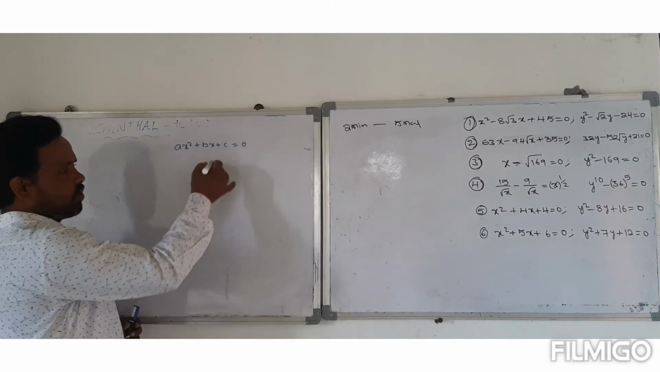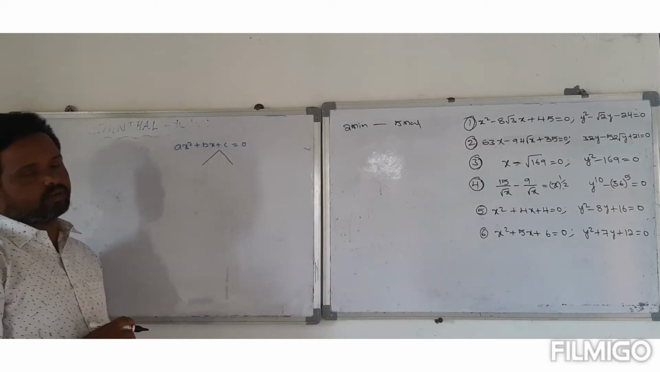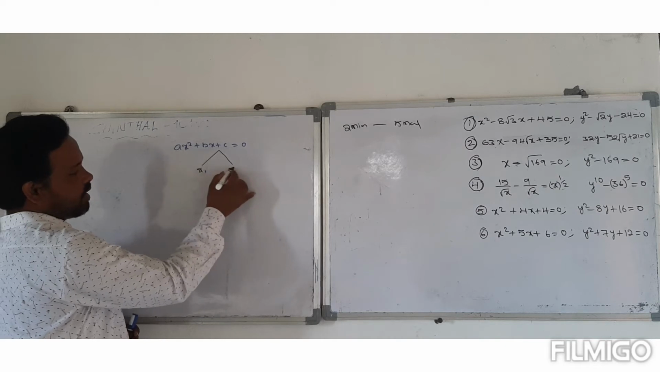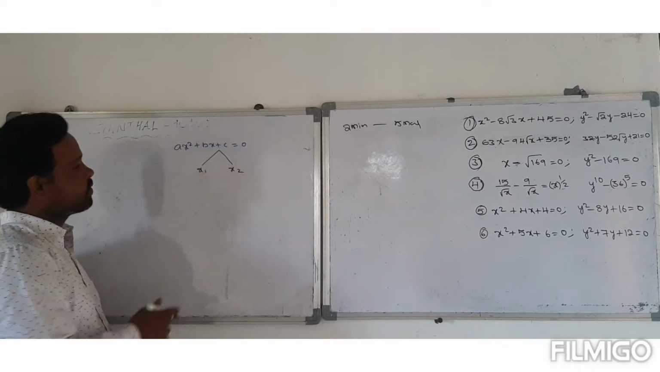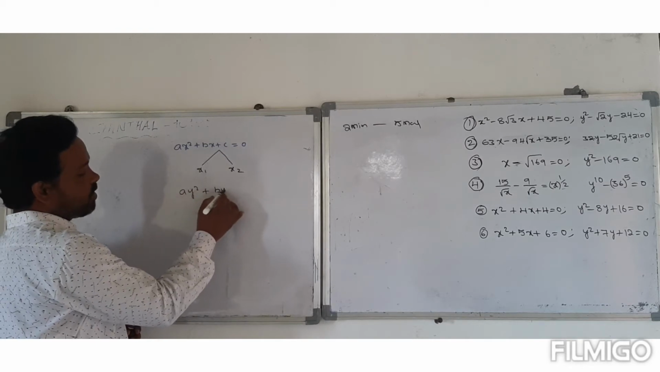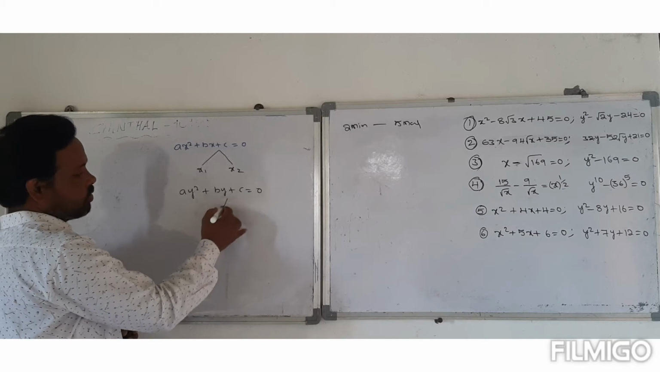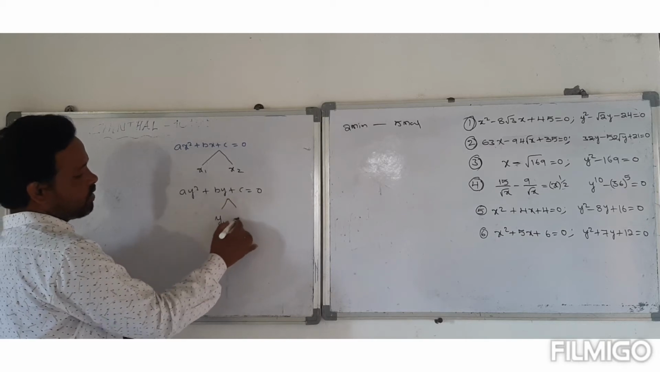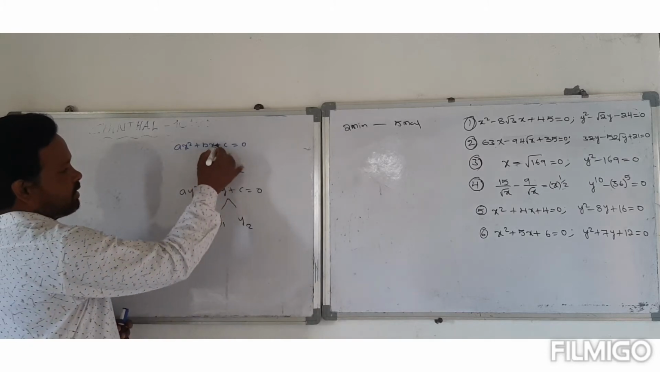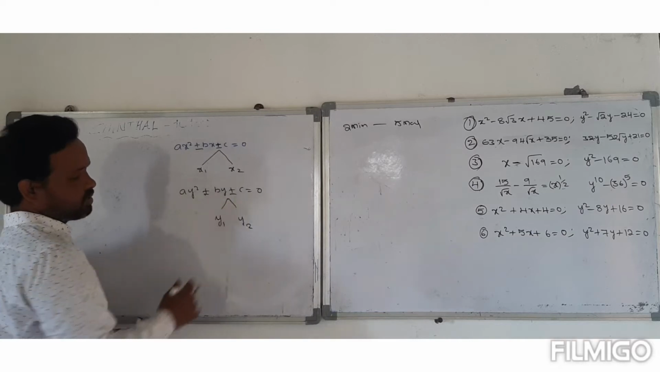Now, every equation will give us 2 roots. If we have x, the roots are x1 and x2. If there is ay square plus by plus c is equal to 0, there are also 2 roots, y1 and y2. The signs are very important. Sometimes plus, sometimes minus, plus or minus.